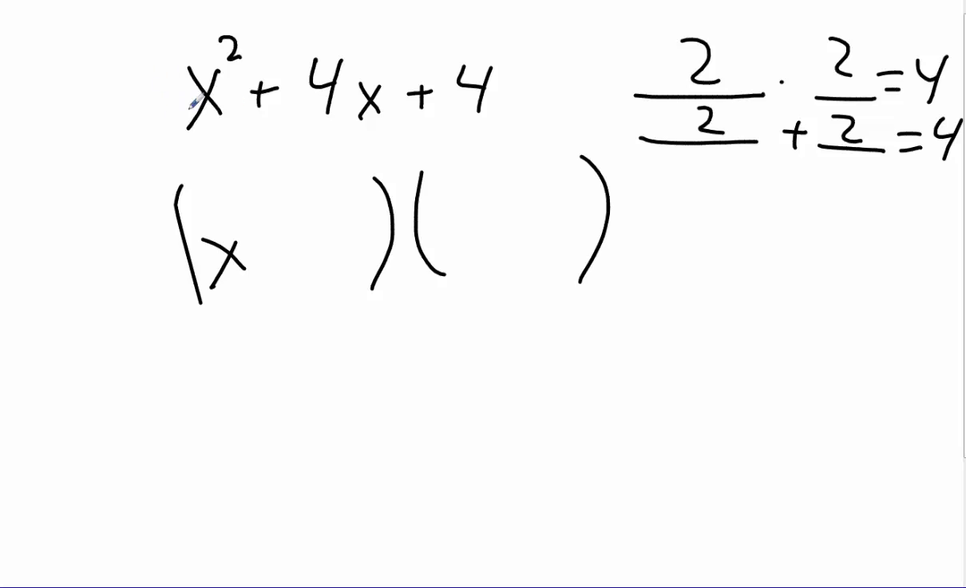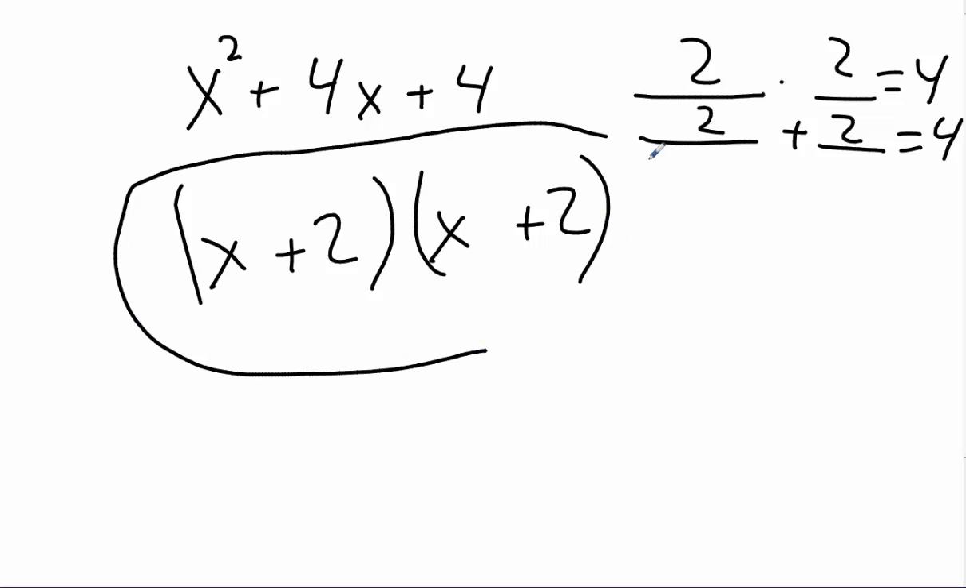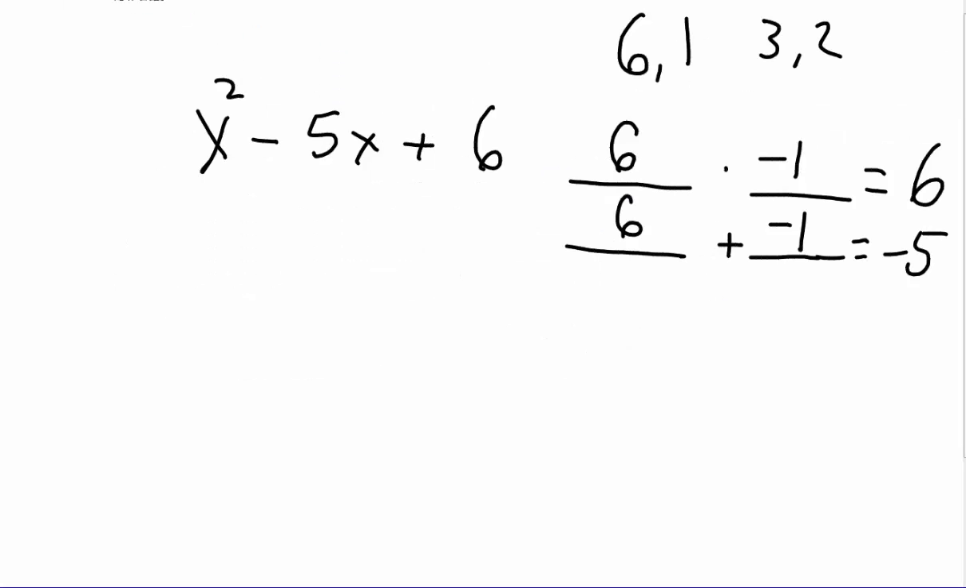Since the leading coefficient's a 1, it's just going to be x and x, and it's going to be plus 2, plus 2. Okay? And that's your factored answer. It really is nothing too crazy, nothing too difficult. Okay? So, here's another example.